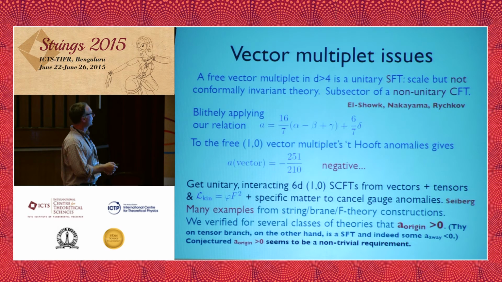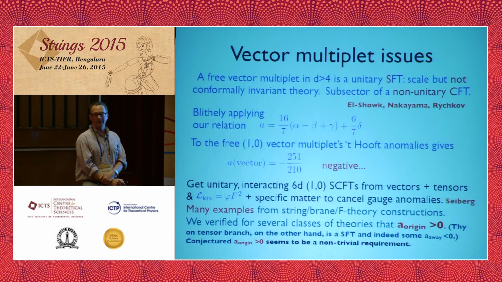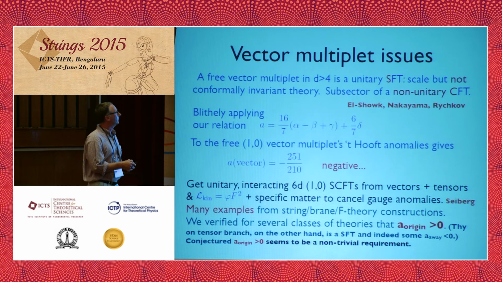OK, and we can also look at theories with vector multiplets. And here there are some subtleties. So a free vector multiplet in above four dimensions is a unitary scale but not conformally invariant theory. And it's also a subsector of a non-unitary CFT. So there was a nice discussion in this paper of Elshowk, Nakayama and Rychkov.